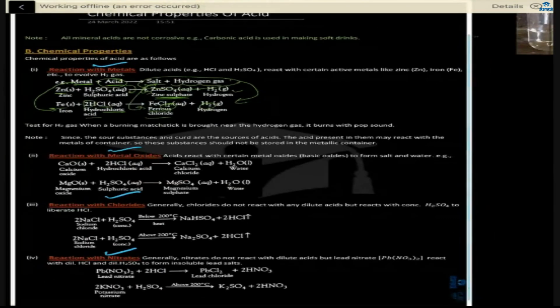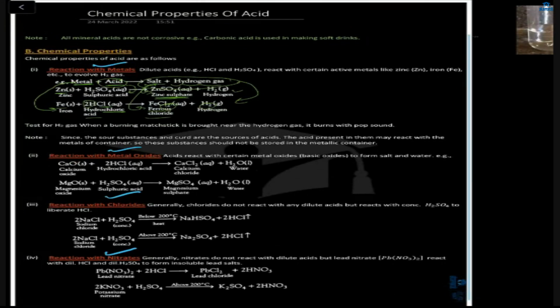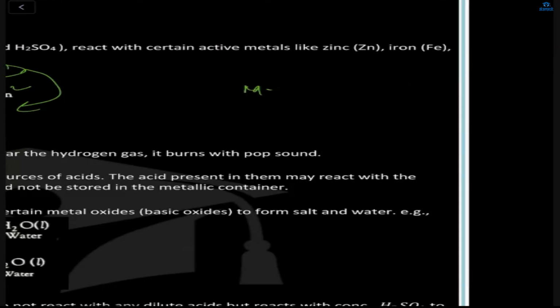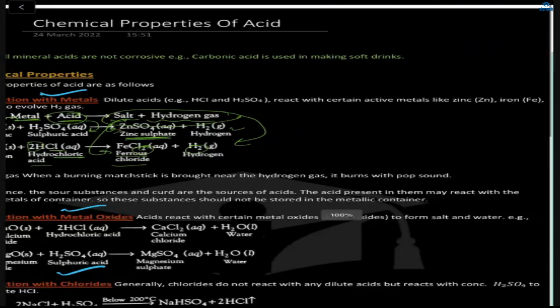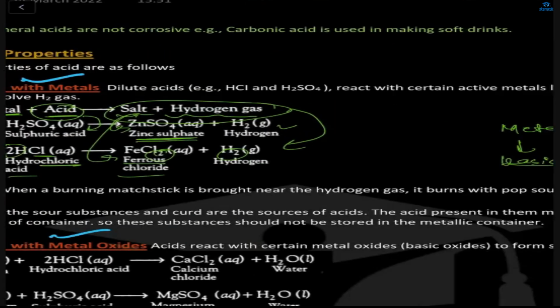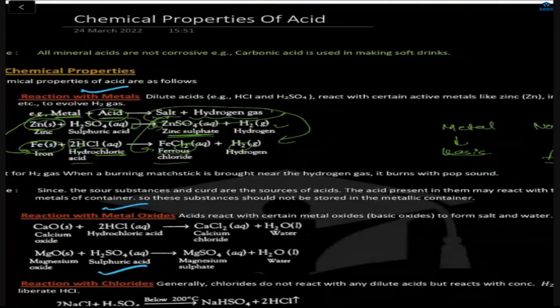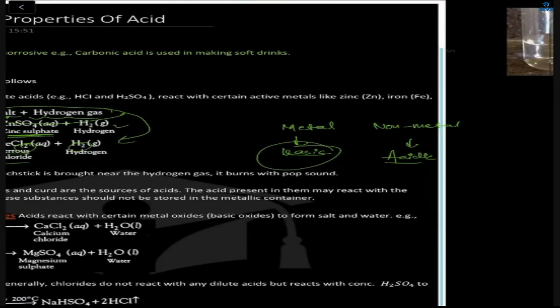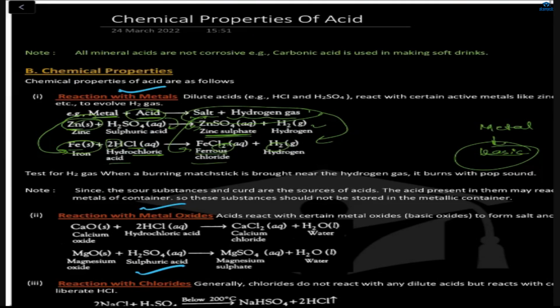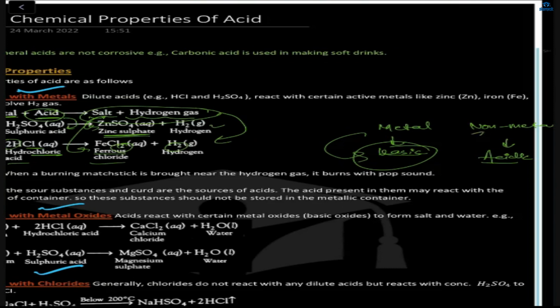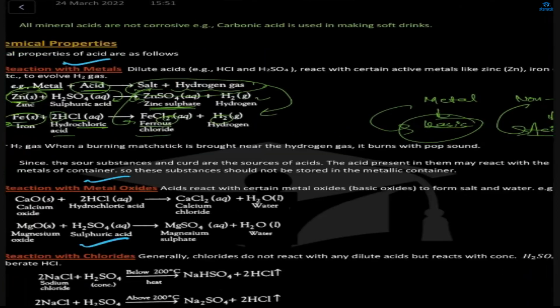Now, most important thing: most of the compounds of metals are basic in nature, and most of the compounds of non-metals are acidic in nature. Like here, zinc is a metal, so it should come in the basic thing. So this is the important note, that most of the compounds of metals are basic and most of the compounds of non-metals are acidic in nature.